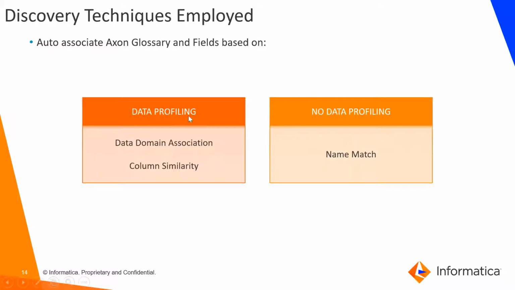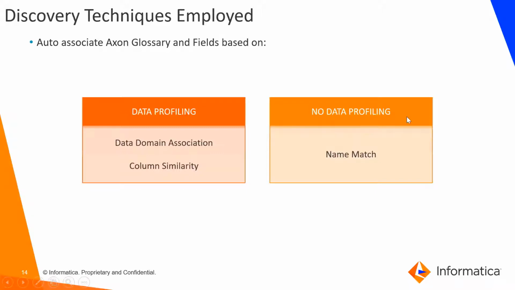So how does it work? Basically, when you are discovering your data, you can discover in two ways. One, when you do data profiling, you use the data domain association and also the column similarity. These are two distinct options that you would employ, and we will be doing this in our lab today. So we'll do a data domain association and also column similarity tests on the data that we have.